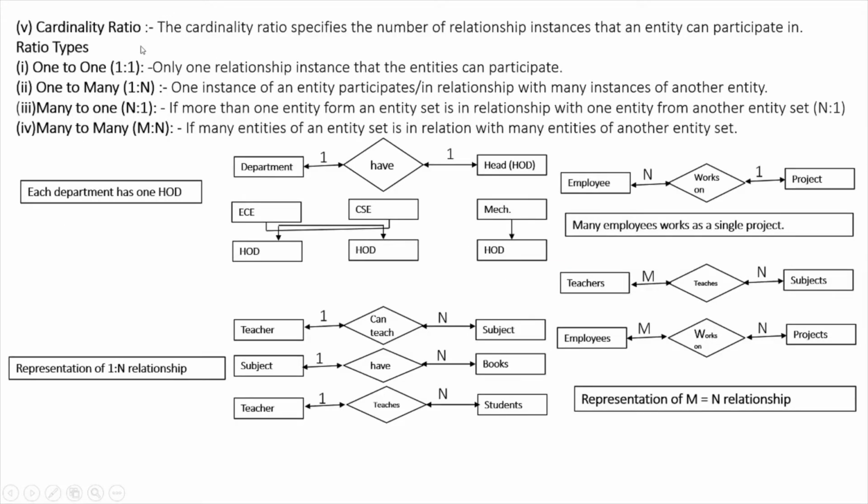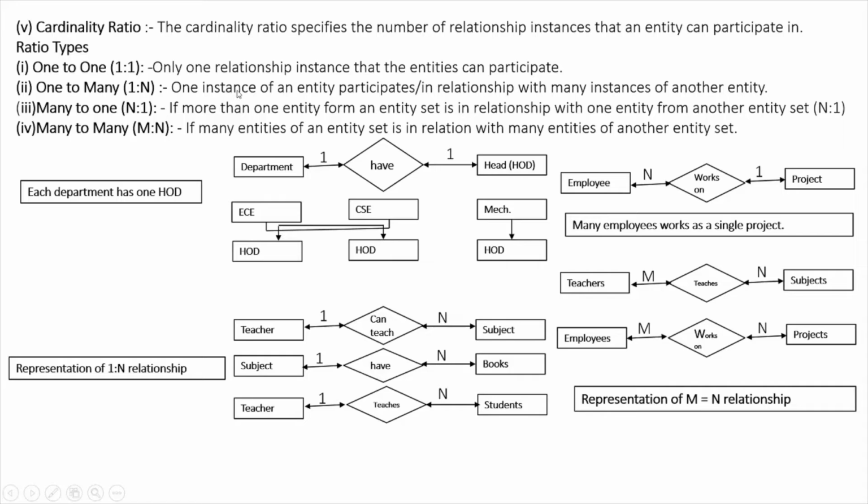As you can see, cardinality ratio. The cardinality ratio is specifically the number of relationship instances that an entity can participate in. Ratio types. One to one. Only one relationship instance in which the entities can participate. As you can see in this figure, department has HOD and electrical, CSE, mechanical. All faculty are controlled by HOD, as you can see and as you understand.